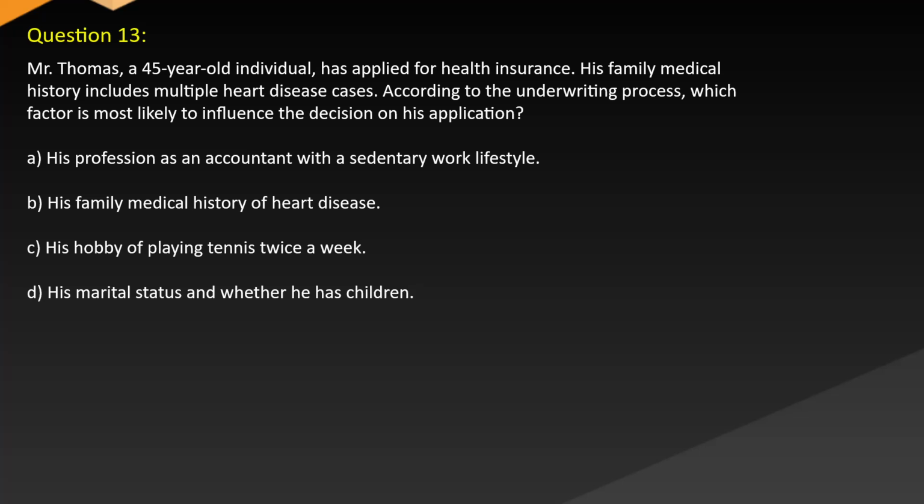Question 13. Mr. Thomas, a 45-year-old individual, has applied for health insurance. His family medical history includes multiple heart disease cases. According to the underwriting process, which factor is most likely to influence the decision on his application? A. His profession as an accountant with a sedentary work lifestyle. B. His family medical history of heart disease. C. His hobby of playing tennis twice a week. D. His marital status and whether he has children.